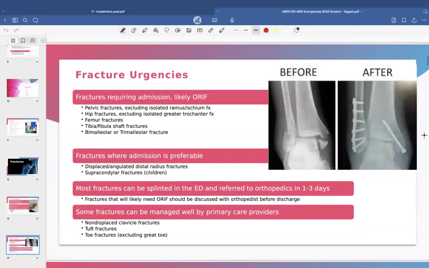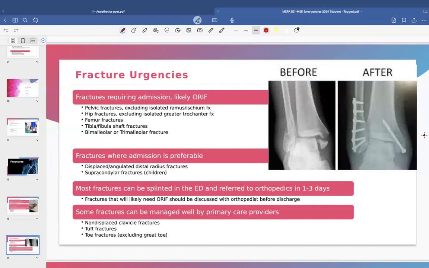Urgent stuff. These are fractures that are closed but are going to need to go to the OR. So if you have hip fractures or femur fractures, basically any leg bone fractures are going to need surgery. If it is something where you want to monitor to make sure there isn't any further displacement afterwards, you will want them to be admitted.